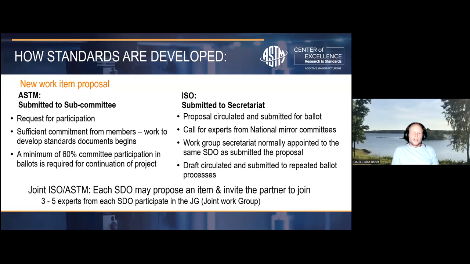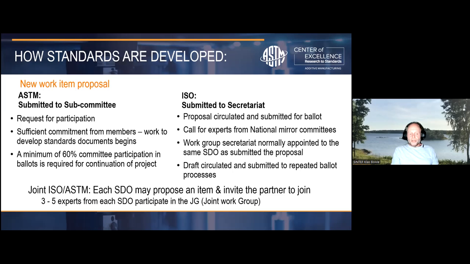In ISO, you submit it to the secretariat of the ISO committee, and they circulate it, and there is a ballot on whether this standard needs to be developed. If it passes the ballot, there will be a call for experts, and the national mirror committees to the international technical committee may nominate experts. The work group secretariat is normally appointed to whoever submitted the proposal. Drafts are circulated on a regular basis between the member groups so that they can comment and provide input.